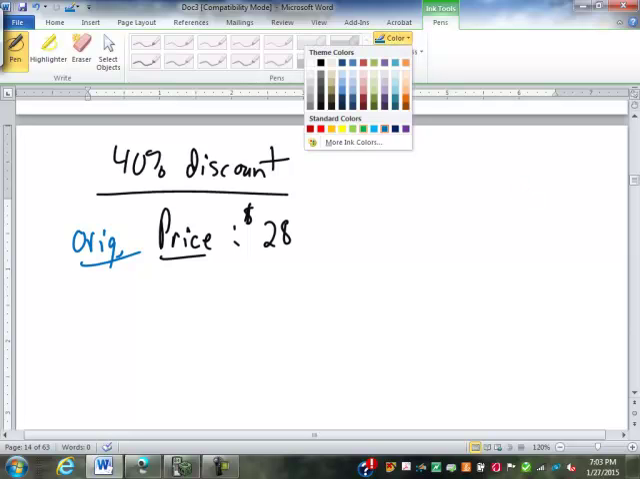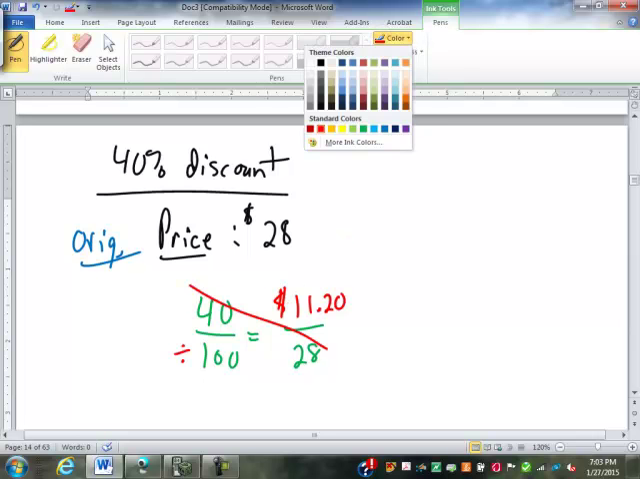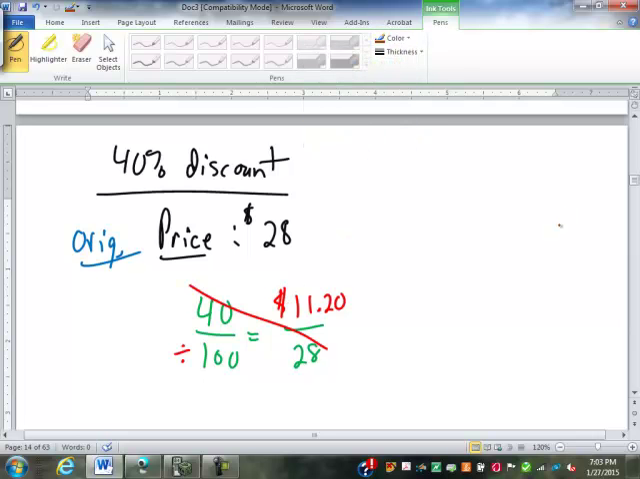Well, again, just like before, we can find 40%. 40 out of 100 equals blank out of 28. And we can cross multiply and divide. 40 times 28 divided by 100 will give us $11.20, yes. But that's the amount of the discount. We want to know what the new price is after the discount. So it'd be 28 minus $11.20, which would be $16.80.